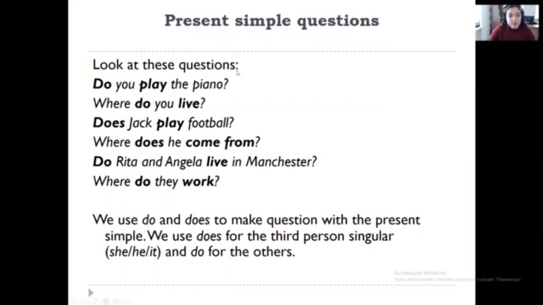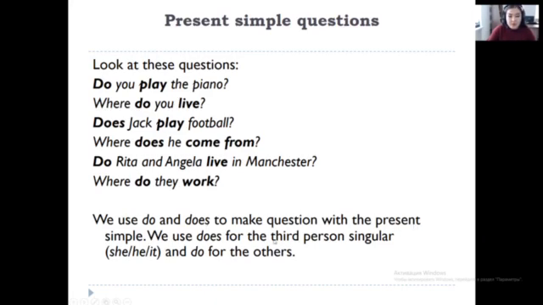Present simple questions. Look at these questions. Do you play the piano? Where do you live? Does Jack play football? Where does he come from? Do Rita and Angela live in Manchester? Where do they work?